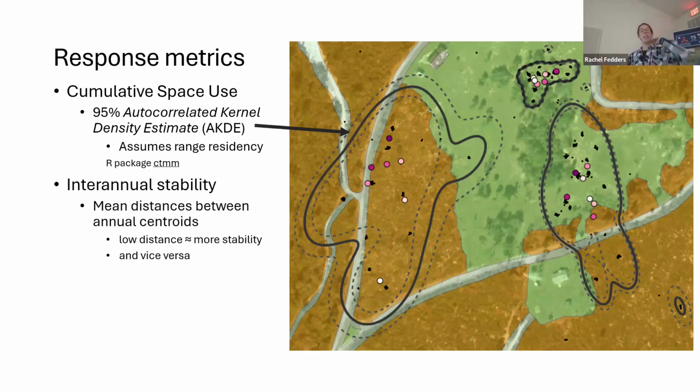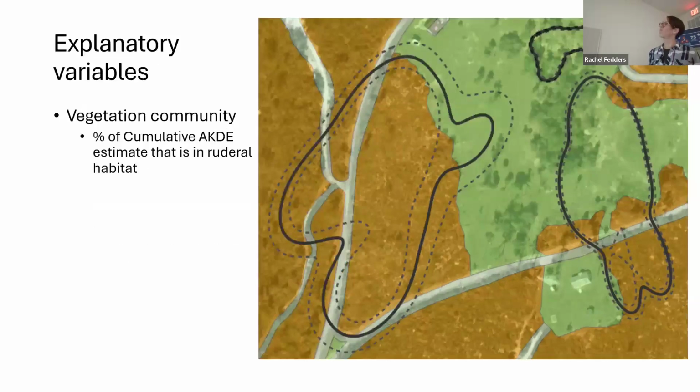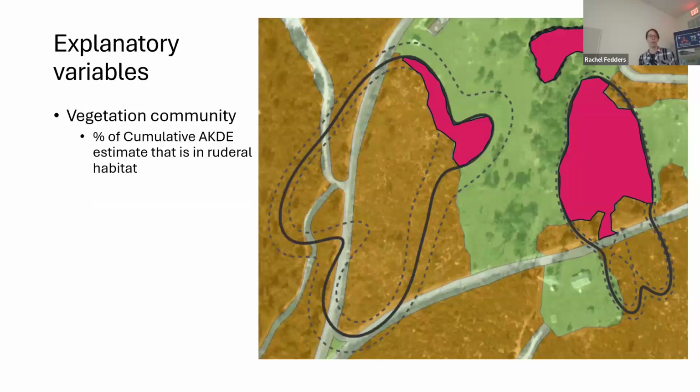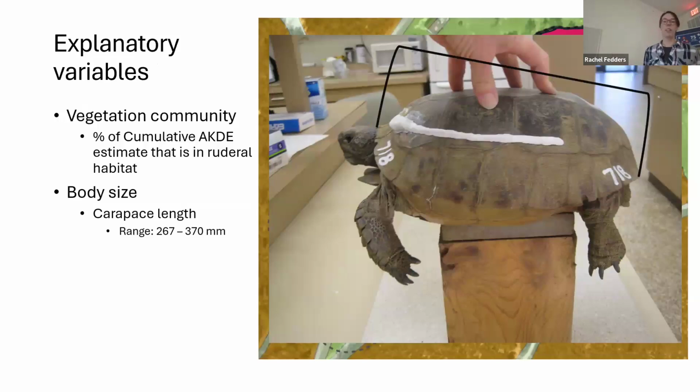To look at interannual stability, we calculated the mean distance between annual centroids. So each of those 7 years has an individual centroid. And then we measured the distance between pairs of years and took an average. Our explanatory variables included vegetation community, so the percent of the cumulative AKDE area that is in ruderal habitat. So here you have high proportion ruderal, medium, and low. We looked at body size, which is just the carapace length from the back.